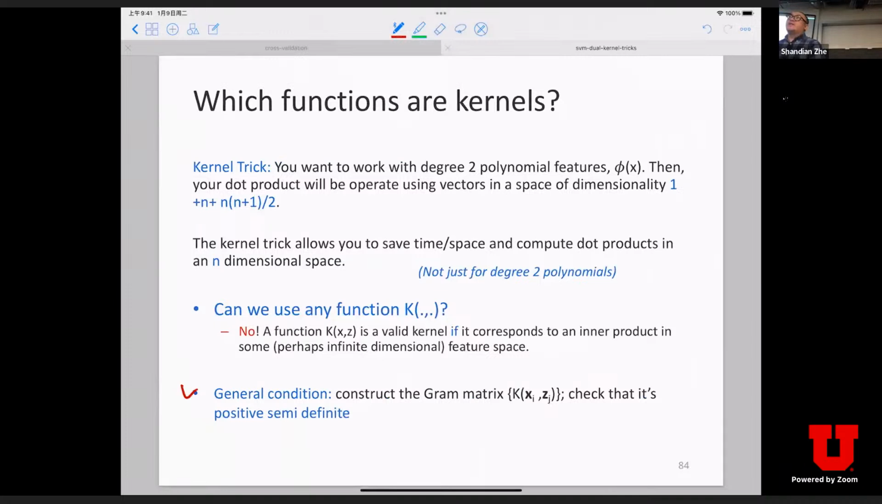Here's the general testing condition. If we can construct the Gram matrix over a set of input vectors, actually over an arbitrary set of input vectors, and if you can show that this Gram matrix is always positive semi-definite, then your function k is a valid kernel function. This is a sufficient condition. If some function can satisfy this condition, you can claim it is a valid kernel function.